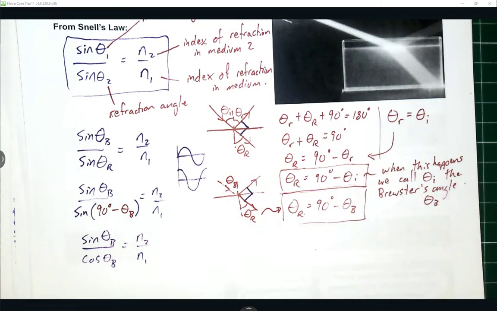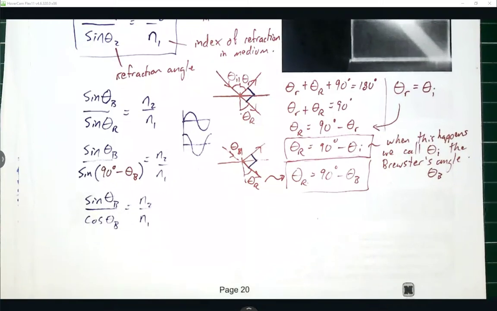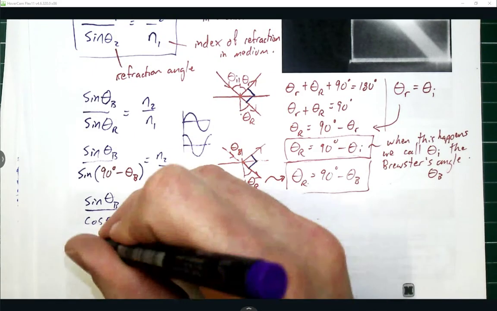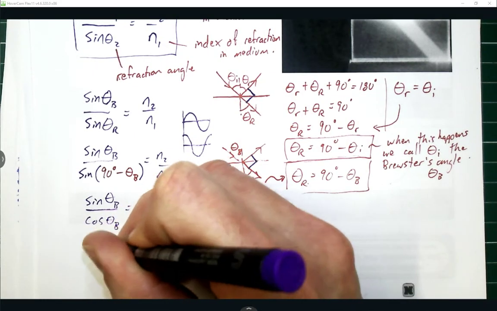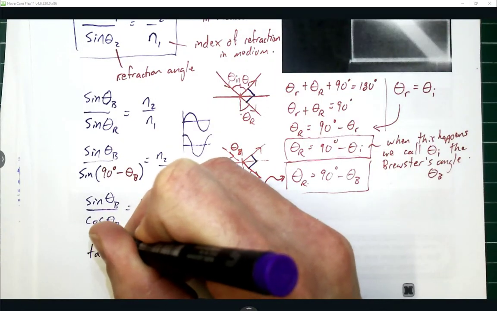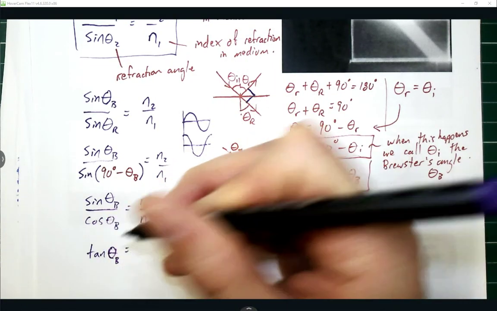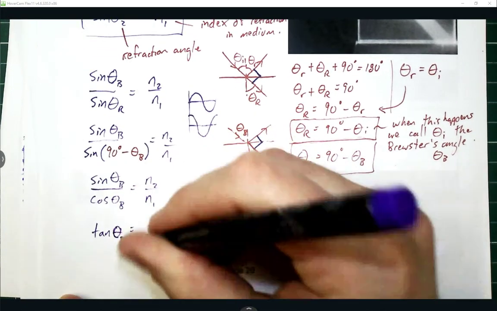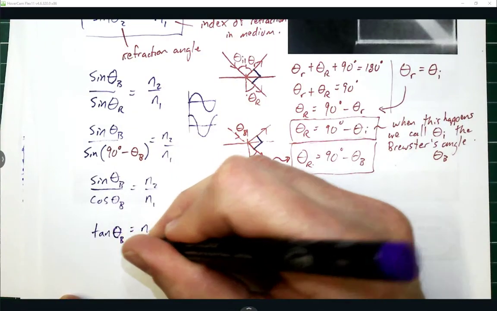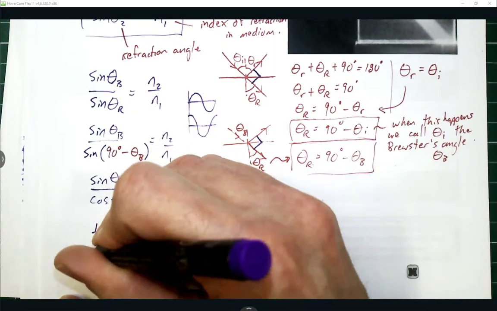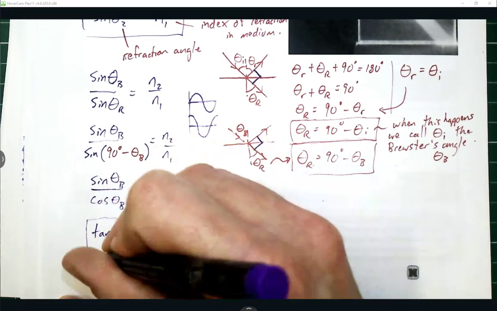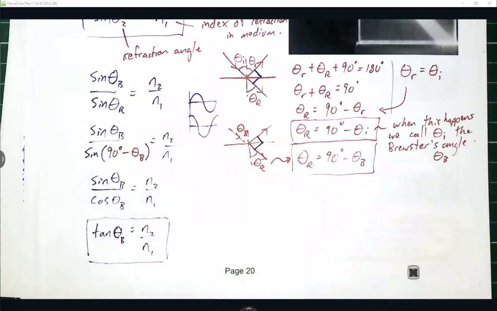But as soon as I do that, another trig identity immediately pops out at me. Sine theta b divided by cosine theta b is equal to what? Tan theta b, yeah. See how that works? Phase shifting is useful. Trig identity is useful. Tan theta b equals N2 over N1. Now, what that means is that all I need to know is the index of refraction of two materials, and I can calculate what angle would cause polarization.